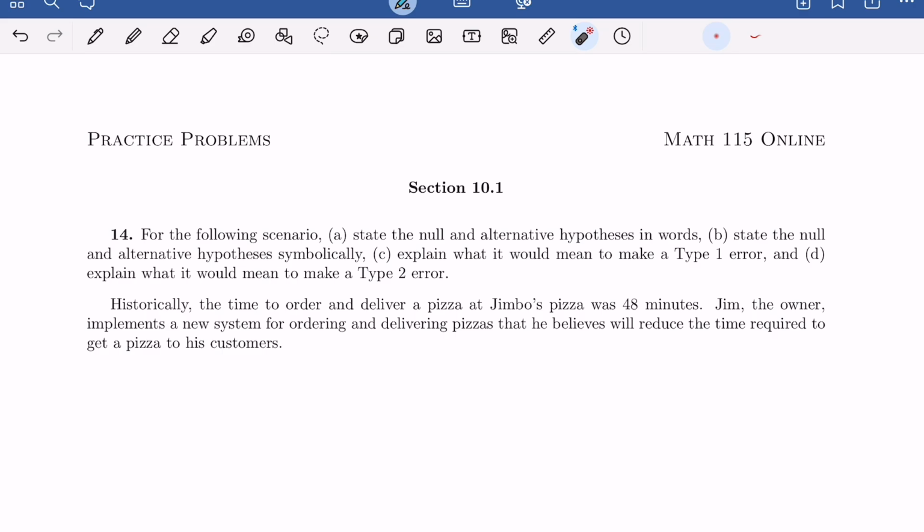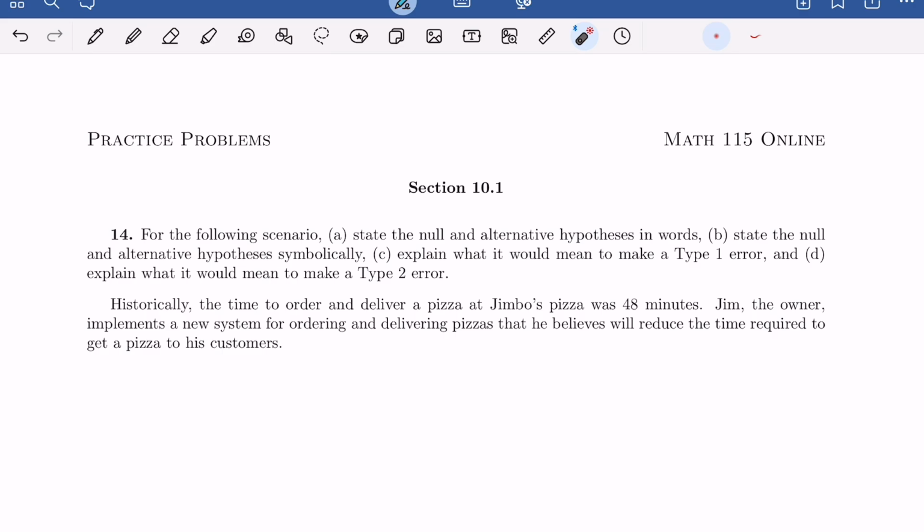And then for part B, state these symbolically. And then for parts C and D, we're going to explain what it would mean to make a type 1 and a type 2 error, respectively. So for this scenario, we're told that historically the time to order and deliver a pizza at Jimbo's Pizza was 48 minutes. So the owner, Jim, implements a new system for ordering and delivering pizzas that he believes will reduce the time required to get a pizza to his customers.